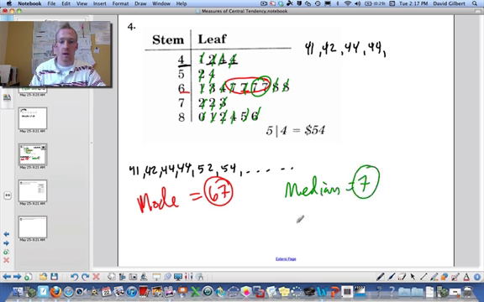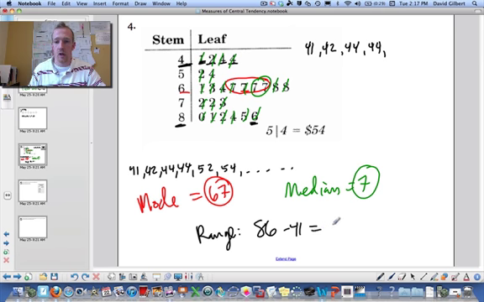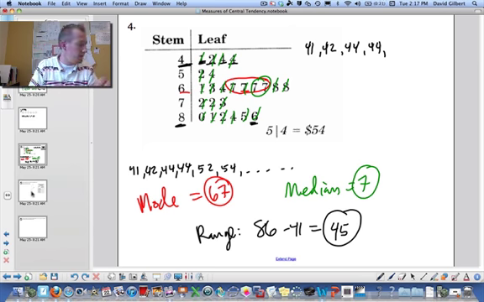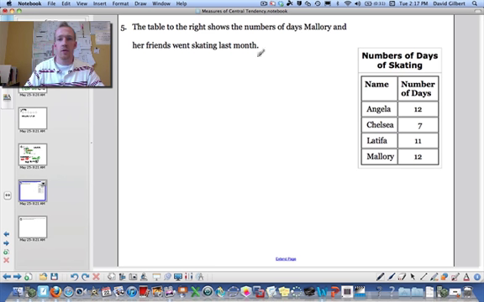And then your biggest number is an 86. So for your range, it's an 86 minus your smallest, which is a 41. So that gives you a 45 for your range. Alright. And then this is another U-try for you guys.